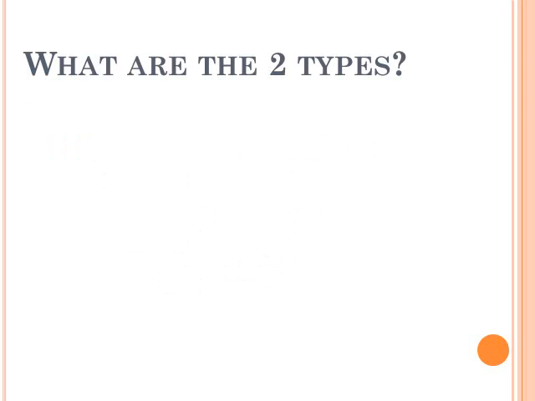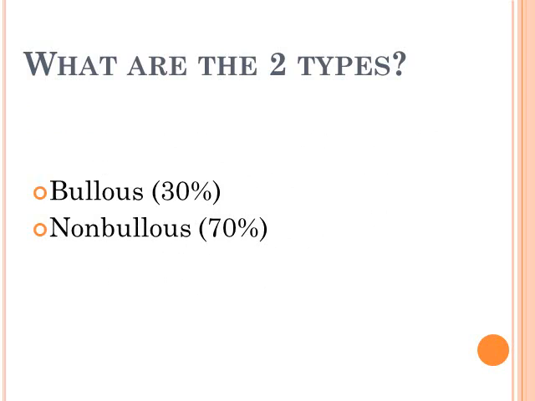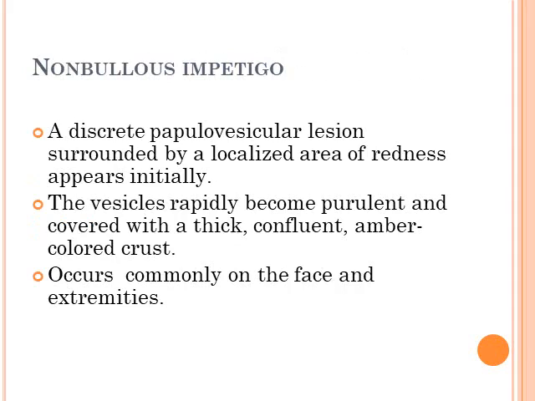So what are the two types of impetigo? The commonest one is non-bullous impetigo, 70%, the other is bullous impetigo. In non-bullous impetigo, initially a discrete papulovesicular lesion surrounded by a localized area of redness occurs, followed by vesicles that rapidly become purulent and covered with a thick amber colored crust. It occurs commonly on the face and extremities.